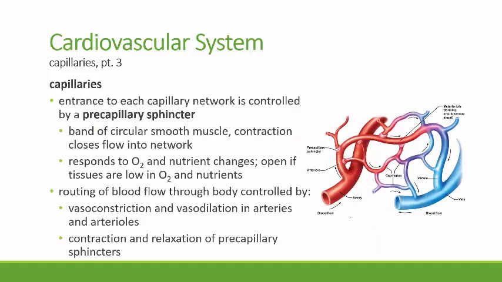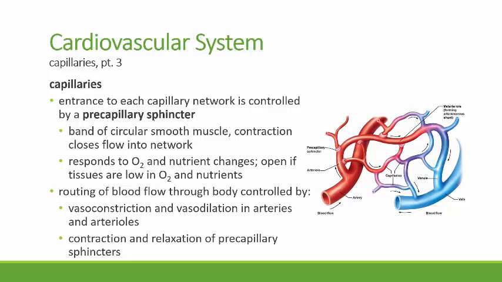So the entrance to each capillary network is controlled by a little band of circular smooth muscle. This is just a couple of muscle fibers that wrap around the capillary network entrance and can control whether or not blood flows into that capillary network. The band of smooth muscle is called a pre-capillary sphincter.